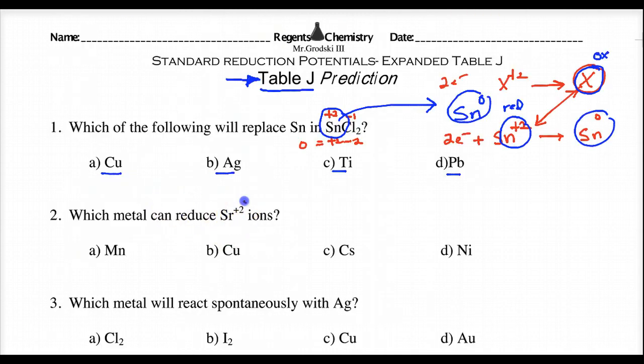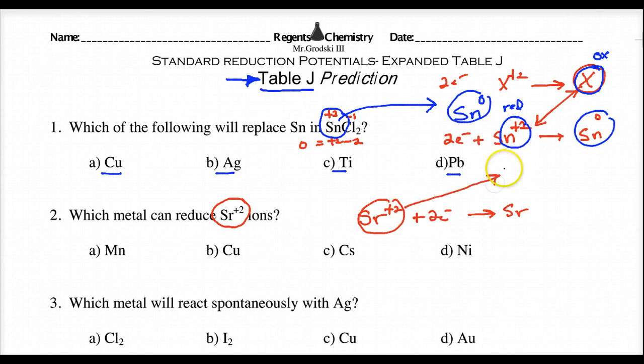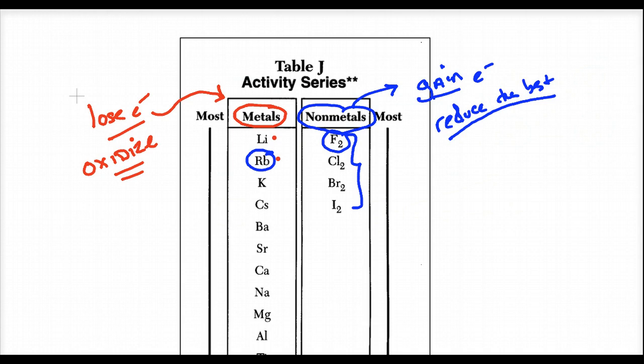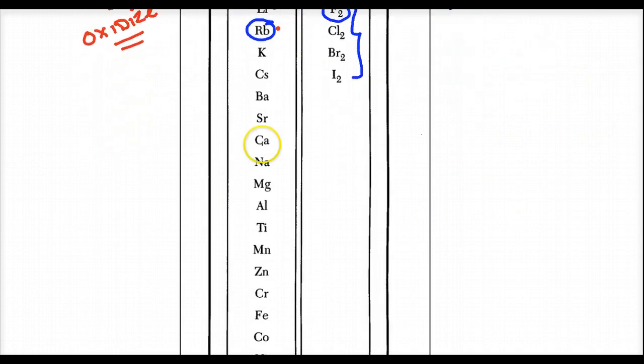Which metal can reduce strontium +2? So we're looking for strontium to get reduced, which means we need to find in that table something above strontium that can force it to get reduced and be a strong enough reducing agent. We need something above it. Okay, so let's go to the table. Let's go find our strontium. There it is, but it's going to get reduced.